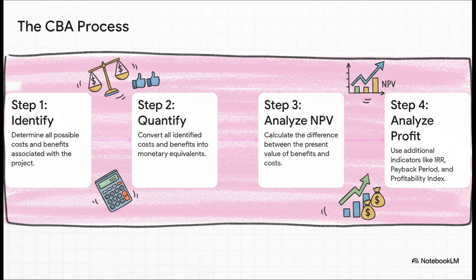You know, at its core, the whole process really boils down to these 4 steps. First, you've got to identify all the costs and benefits, and I mean everything. Step 2 is putting a dollar amount on them. Then you get into the numbers, analyzing things like net present value. And finally, you look at other profitability indicators to make sure you've got a clear winner on your hands.